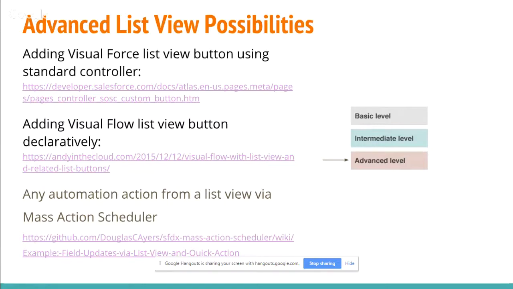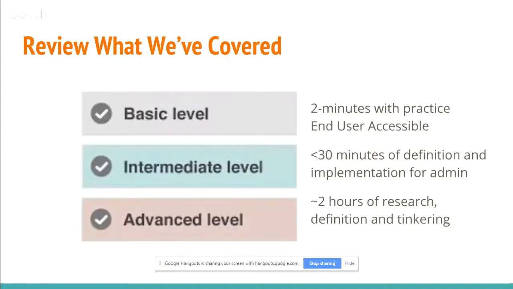So I tend to think that the possibilities are almost endless and limitless for this new tool called Mass Action Scheduler, and it's all declarative. It's a little bit tricky to set up, but not really hard. And Doug has made it really easy for us. So those are my hints for what you might do in the advanced area with list views. You can get a lot more out of them than you used to be able to. It's very exciting.